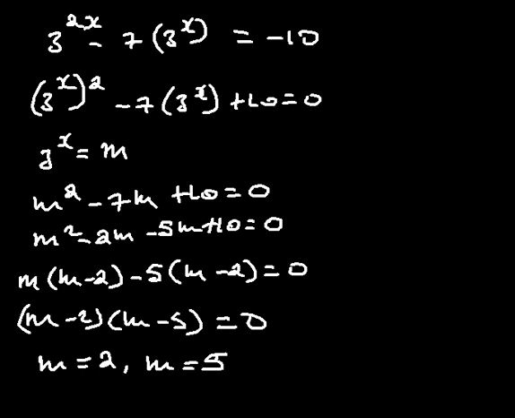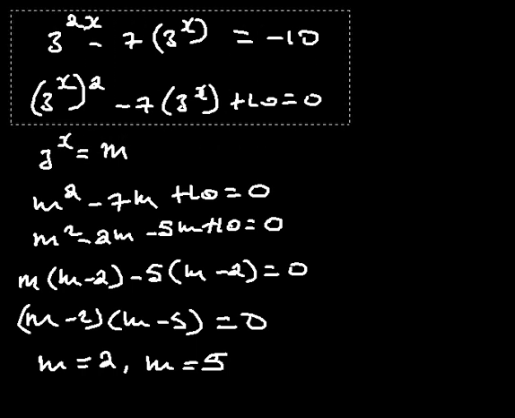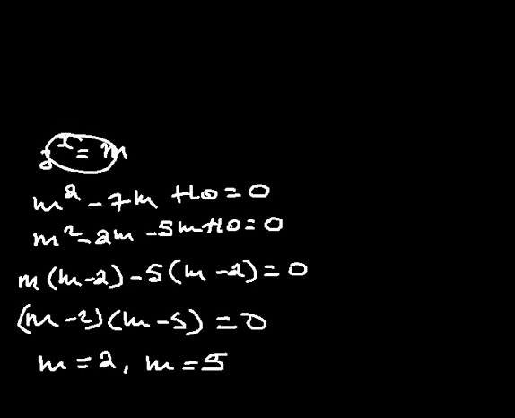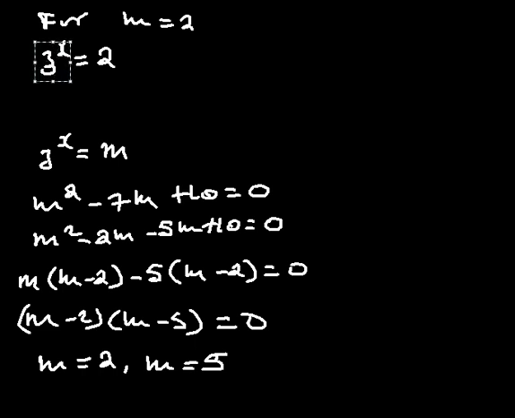But our equation is in terms of x, not m, so we have to substitute back. For m equal to 2, we substitute back here, and we have 3 to the power x equal to 2. So how do you think we can solve for x here? How do you think x can be obtained at this point?